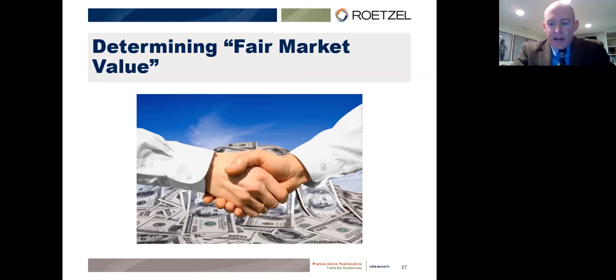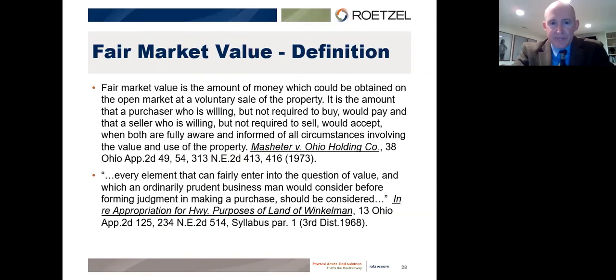So fair market value is really the way that we talk about how do you figure out what compensation and damages should be. The legal standard on that is that it's the amount of money that a reasonable seller would accept when they're not under any compulsion to sell, and that a reasonable buyer would pay when it's not under any compulsion to buy, with both of those participants in the transaction being fully educated and prudent with respect to what's going on with the property.